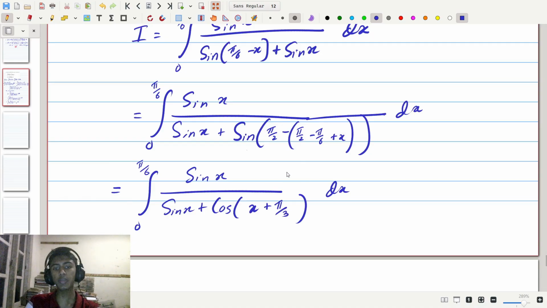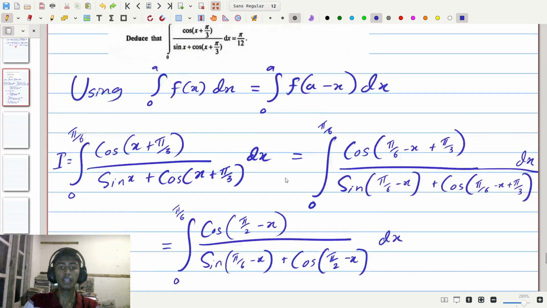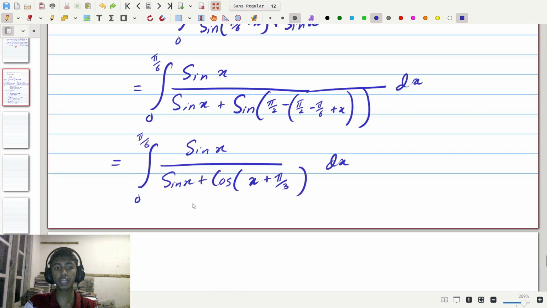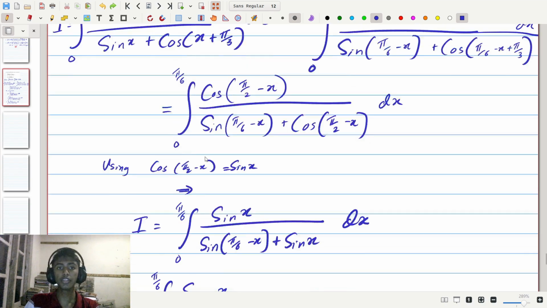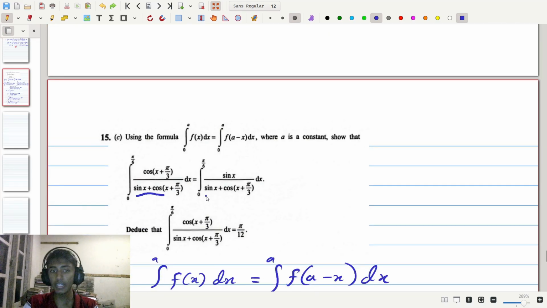Now at this point we can clearly see this is exactly what we wanted in our question. We wanted the integral from 0 up to pi by 6 of sine of x divided by sine of x plus the cosine of x plus pi by 3 with respect to x, which is exactly what we have here. So we can see we got our final result starting only from the initial result on the left hand side. So starting from the left hand side, we go to the right hand side, which means that the left hand side and right hand side are equal.